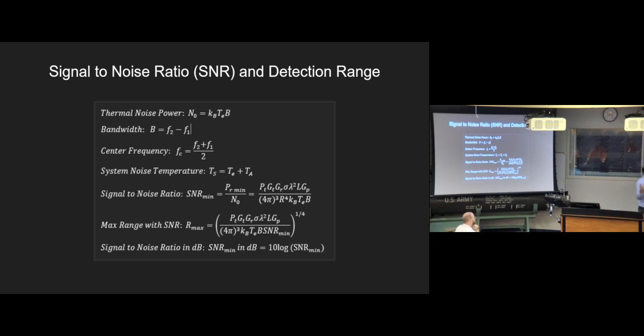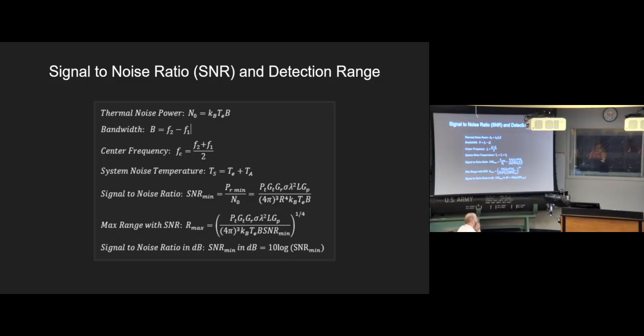Nothing too crazy yet. Center frequency, it's nice to know, but it's not super useful. In this case, all it is is an average of your highest and lowest, just tells you the midpoint. Nothing crazy. System noise temperature. This is where you take your actual thermal noise and then the noise of your actual amplification system. This can be mitigated. The noise inside your circuits, you can provide filters and things like it, but it's still a thing that's important. So we wrap it all up into a system noise as opposed to just thermal noise.